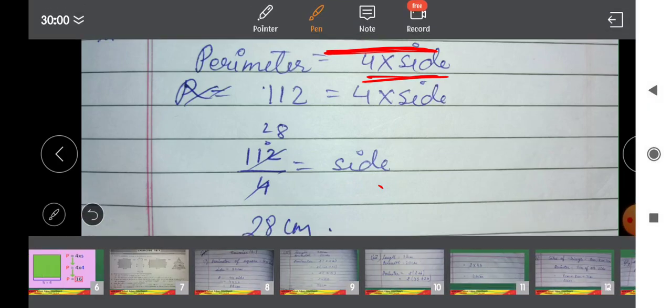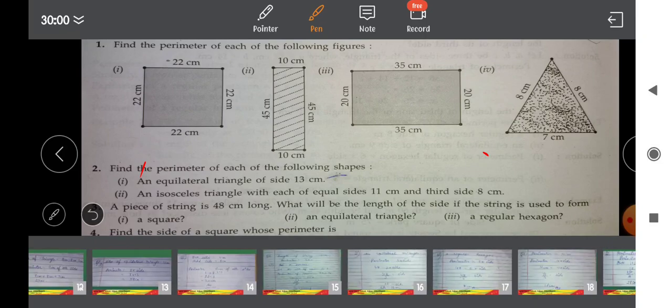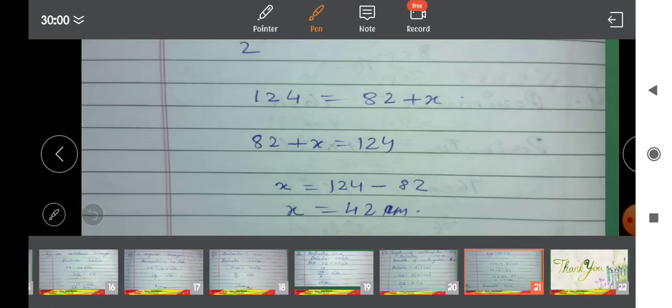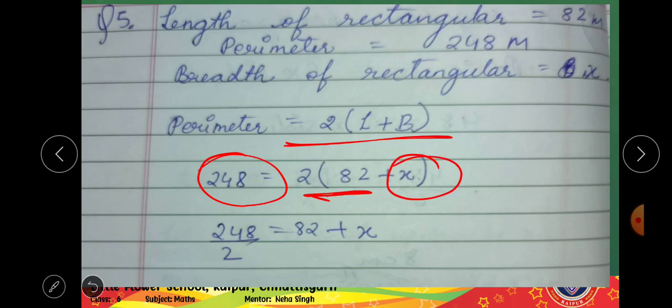So moving on to the fifth question. The length of a rectangular field is 82 meters. If the perimeter is 248, what is its breadth? Now the formula for a rectangle is perimeter equals 2 into length plus breadth, right? The perimeter is given as 248. Length is given as 82. We need to find the breadth.